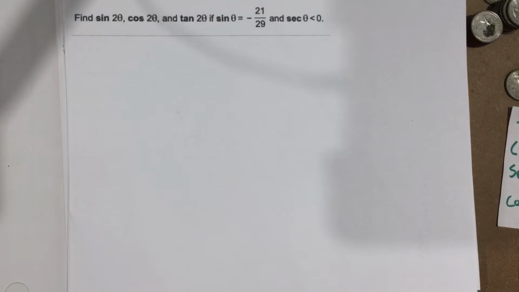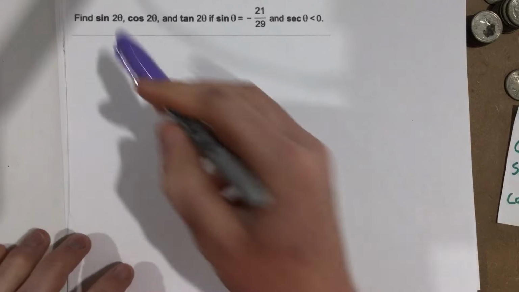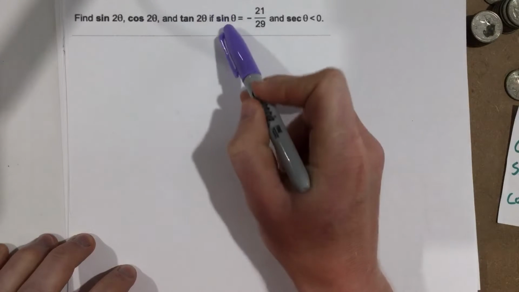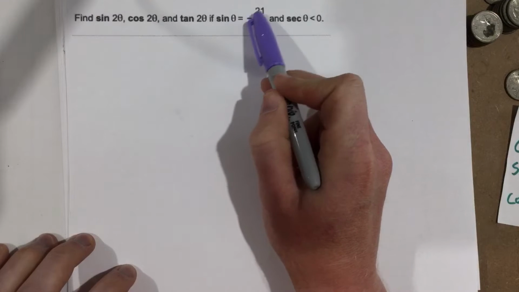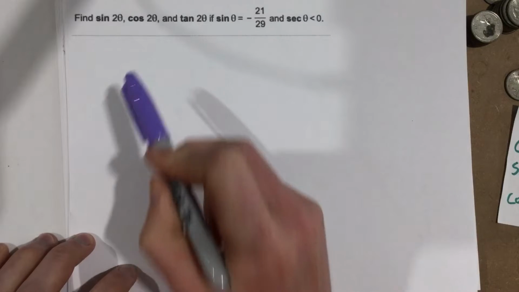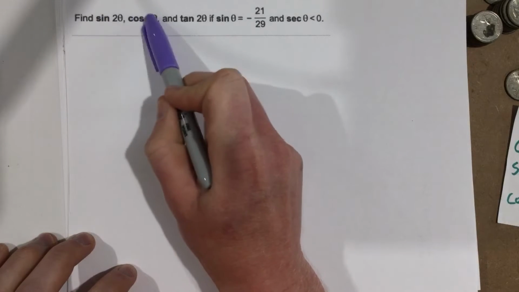This is problem number 6 for assessment number 6. It says find sine 2 theta, cosine 2 theta, and tangent 2 theta if sine theta is equal to negative 21 over 29 and secant theta is less than 0. So they're asking us to find the double angle formulas.